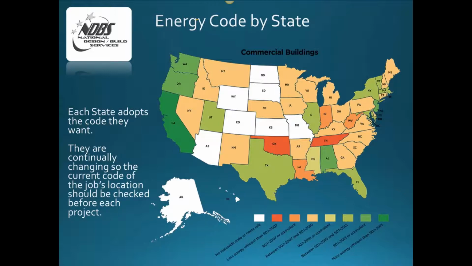This is a map. Today is 2017, but this can change at any time. So before you start a project, you should really check what energy code is being used in the municipality you're working. And you can just do that on the Department of Energy's website.